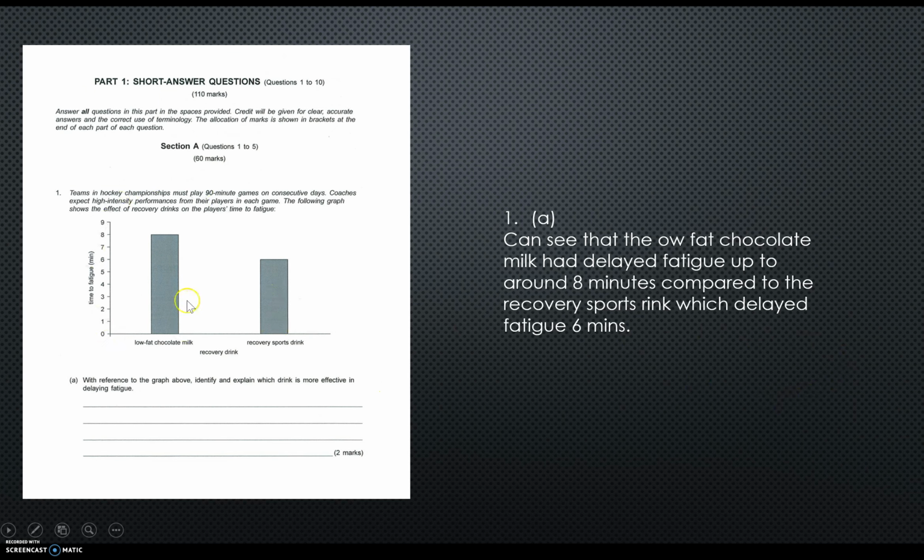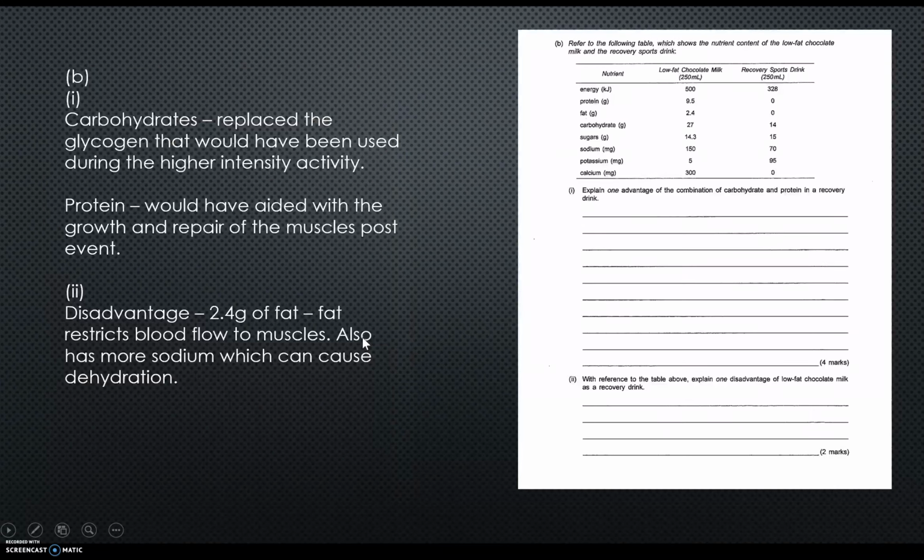Here we're looking at a nutrition one. This is just simply reading the graph, so we can see that low-fat chocolate milk delayed fatigue up to about 8 minutes, with a recovery sports drink up to about 6 minutes. So that's purely a reading the graph question.